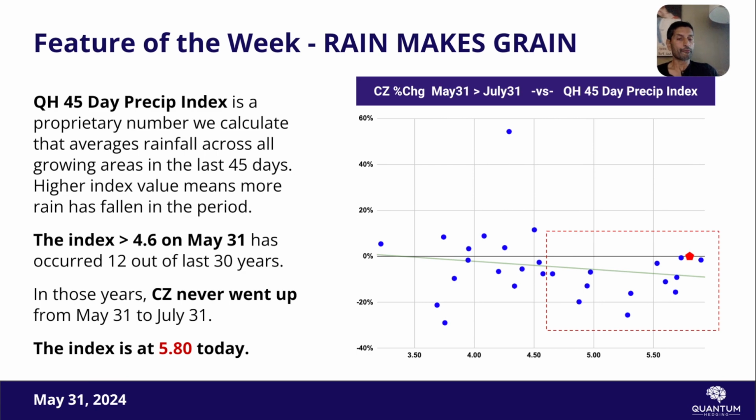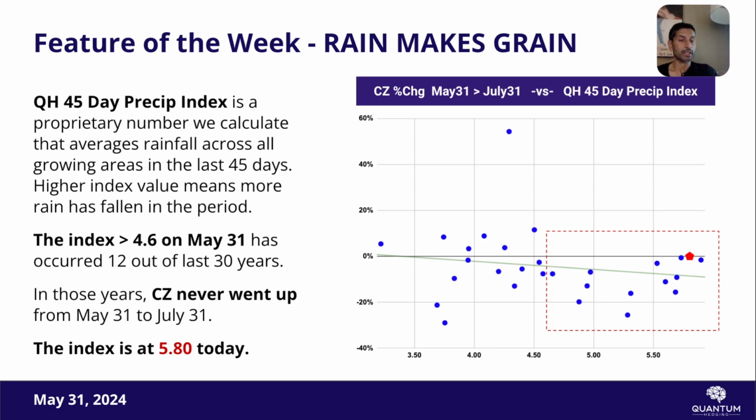This particular feature is kind of exemplified by the graph on the right side there. On the x-axis, there's a proprietary index that we calculate that averages and tallies the last 45 days of precipitation rainfall across all the growing regions of the United States. So the x-axis is, when you get to the right, the bigger numbers mean more rainfall in the last 45 days. And the y-axis is the change in price of the DEES futures contract from May 31st to July 31st.